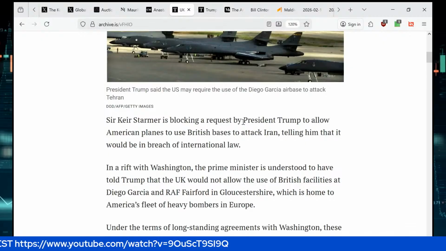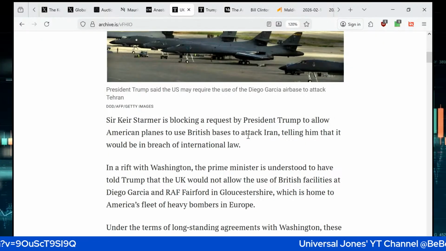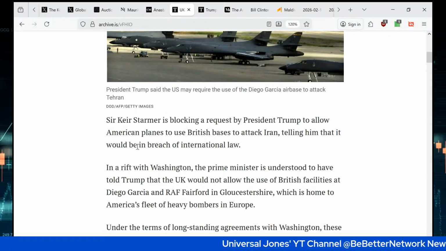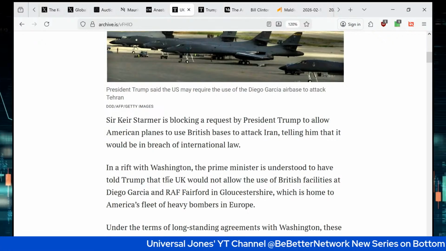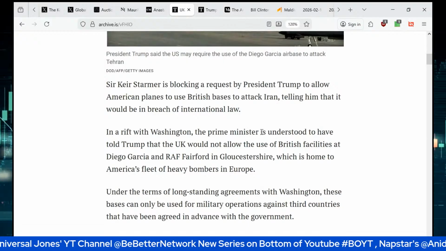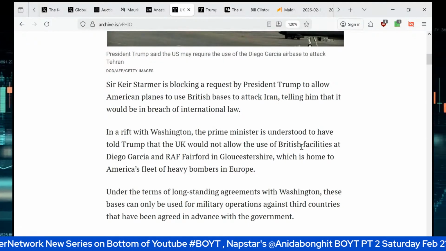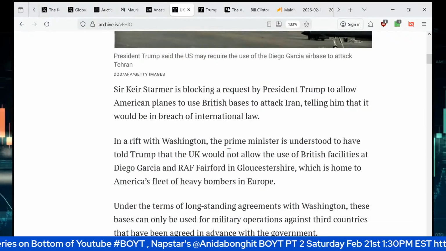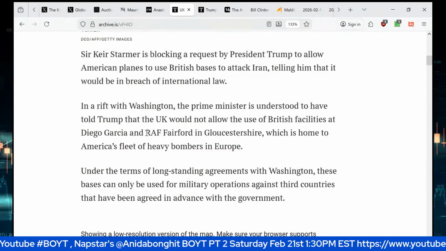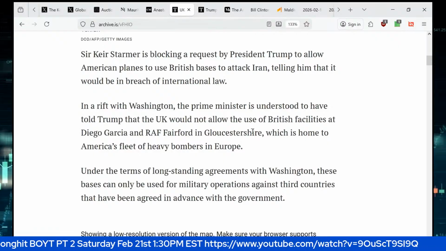Anyway, he is blocking a request by President Trump to allow American planes to use British bases to attack Iran, telling him that it would be in breach of international law. In a rift with Washington, the Prime Minister is understood to have told Trump that the UK would not allow the use of British facilities at Diego Garcia and RAF Fairford in Gloucestershire.